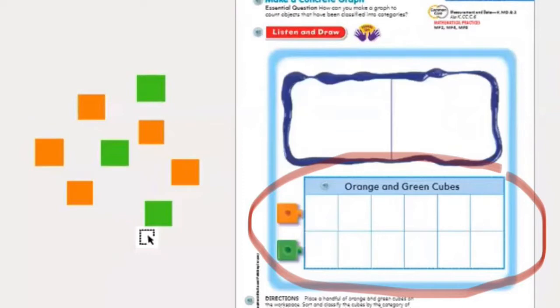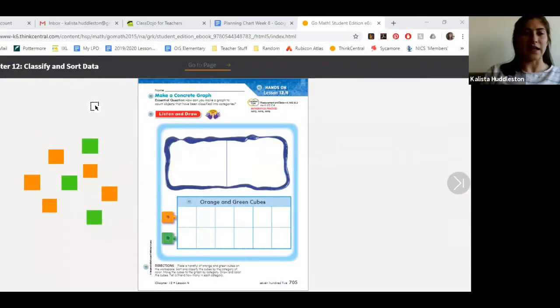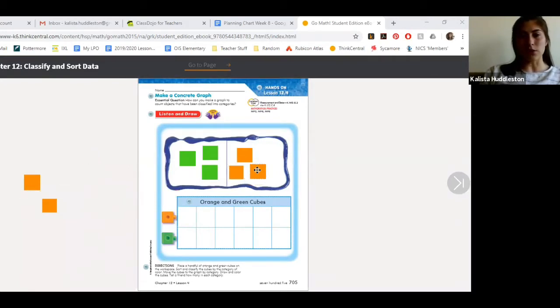The graph is circled. For this data, I have orange and green cubes. Now I can show you how we put this data into the graph. Let's take a look at our data. Here I have a handful of cubes, and we are going to sort them by color so that we can graph them. So I'm going to put green on this side and orange on this side. So I'll put all my green ones over here, and all my orange cubes over here.